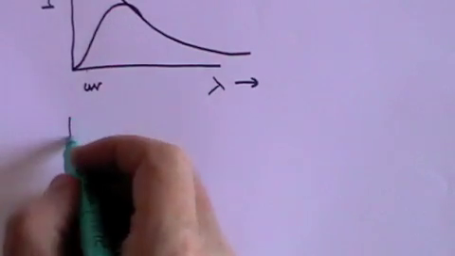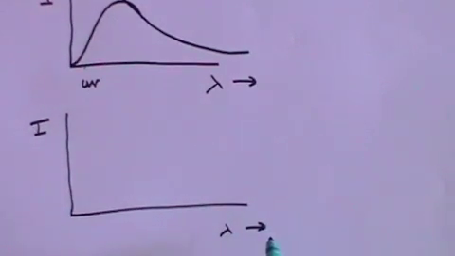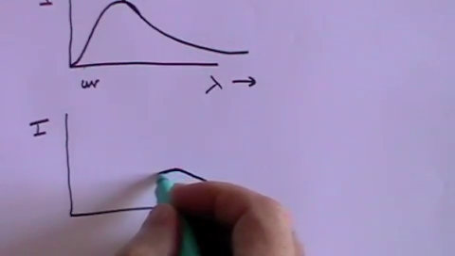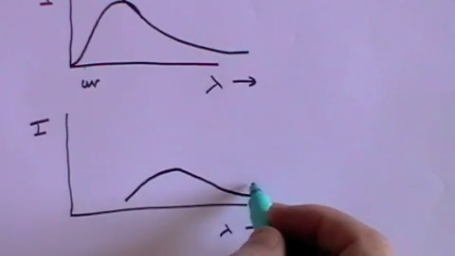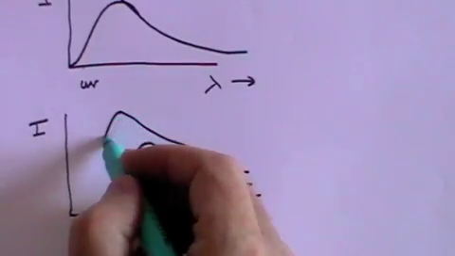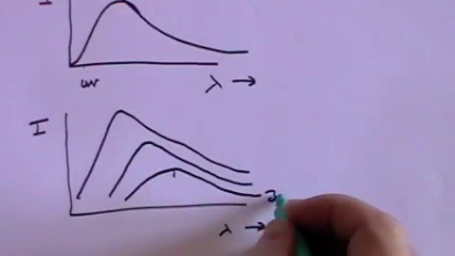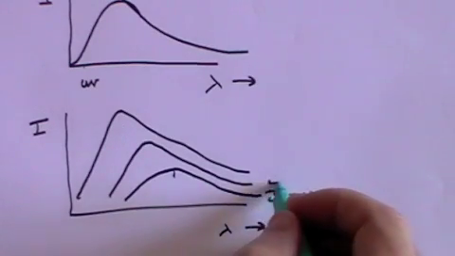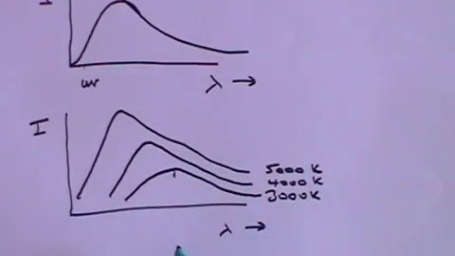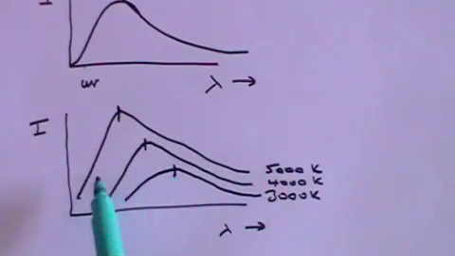But what I also showed was that if you plot the intensity of a black body against the wavelengths, you get a graph which shifts depending on the surface temperature of the black body. So that might be one temperature, this might be a hotter temperature, and this might be a hotter still temperature. Let's say this one is 3000 degrees K, the next one is 4000 degrees K, and the next one is 5000 degrees Kelvin. And you'll notice that the peak wavelength moves to the left.